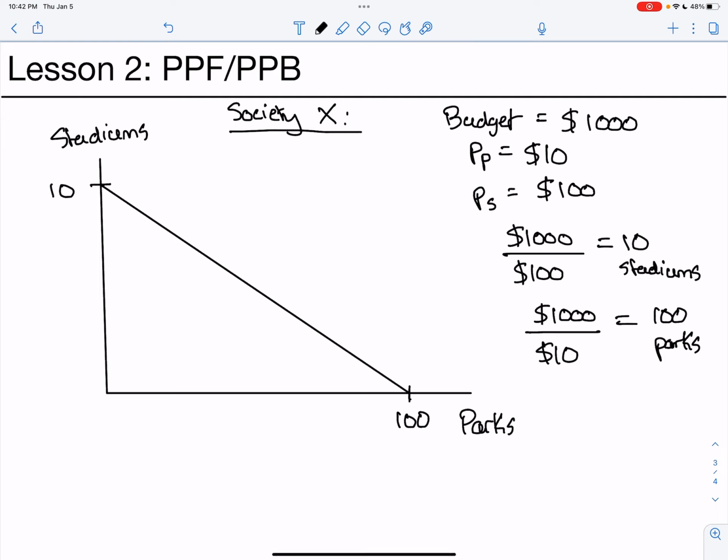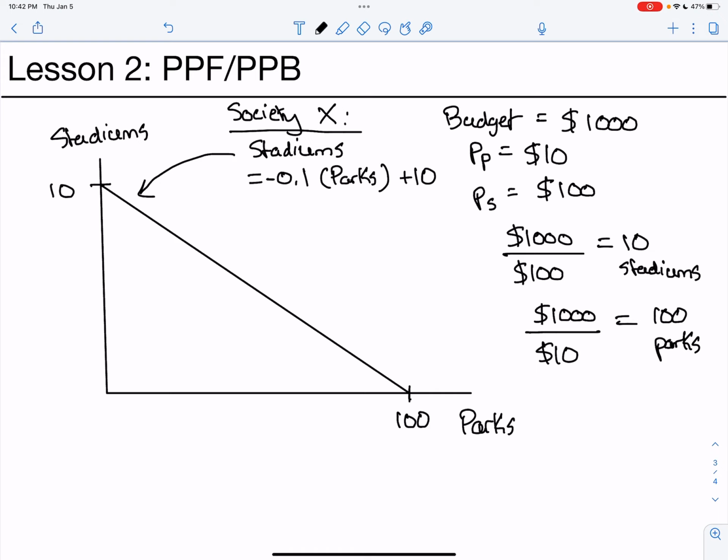So the slope of this line is y. Okay, so instead of using y, I'm going to use our variables. Stadiums is equal to 0.1 times parks. Sorry, it would be negative 0.1, because it's downward sloping. Negative 0.1 times parks plus the y-intercept, which is 10. Plus 10. Okay, so that's the equation of our line right there.